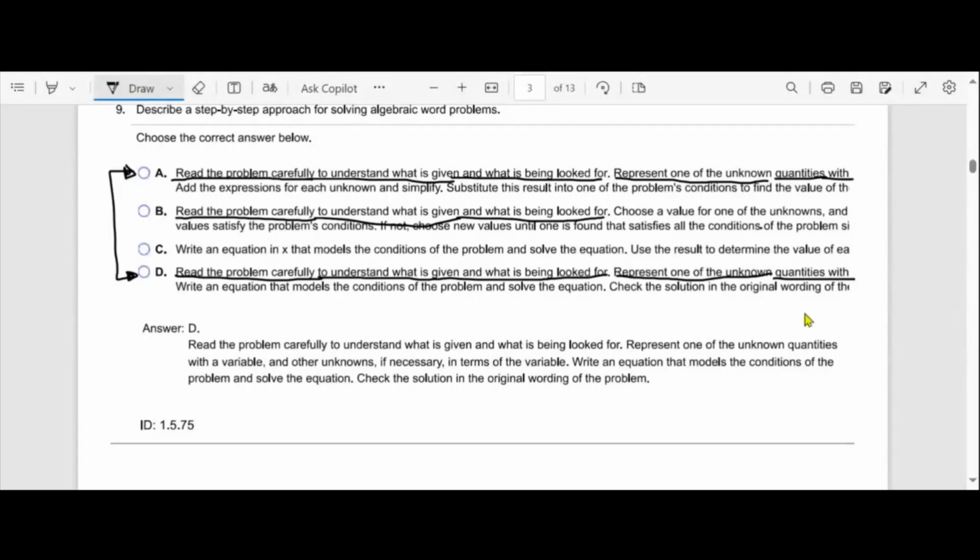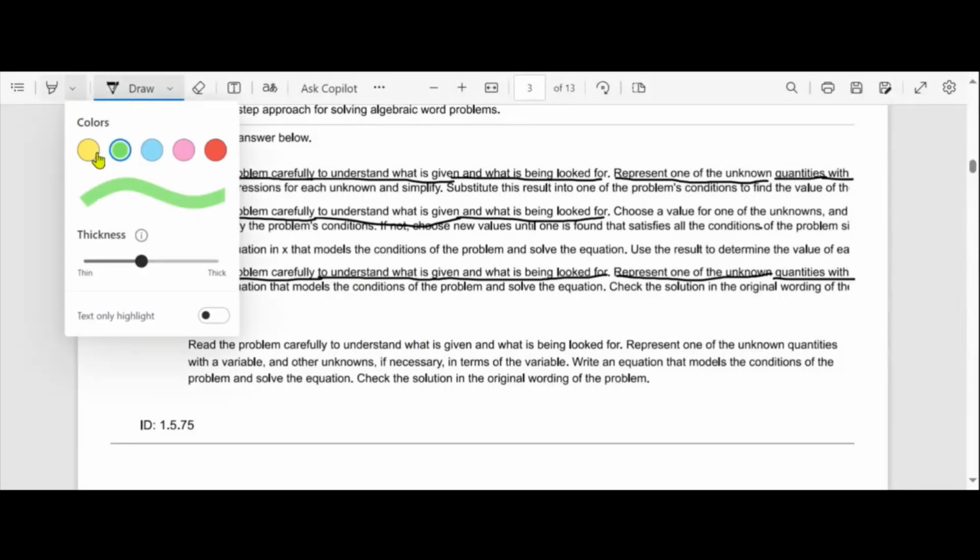Read the problem carefully to understand what is given, what is being looked for. Here B is different from A. Here it says choose a value for one of the unknowns and check whether the values satisfy the problem's conditions. If not, choose new values until one is found that satisfies all the conditions of the problem. C. Write an equation in x that models the conditions of the problem and solve the equation. Use the result to determine the value of the unknown. D.